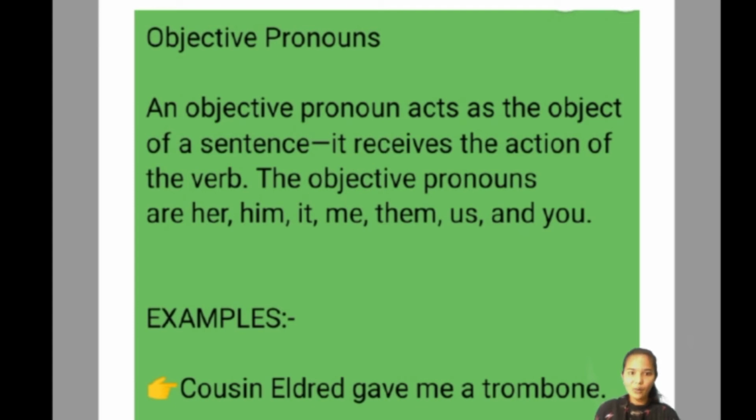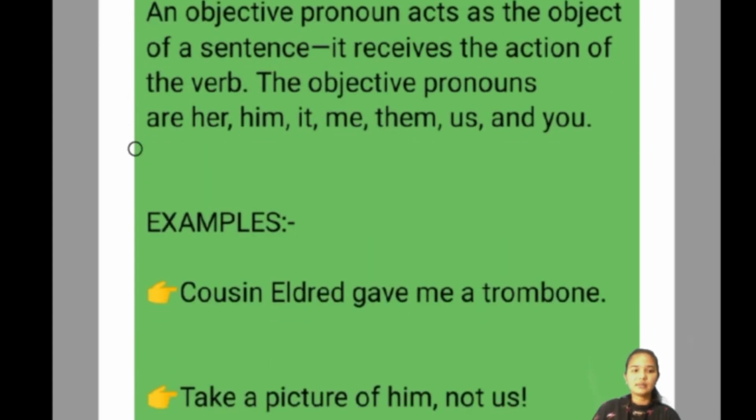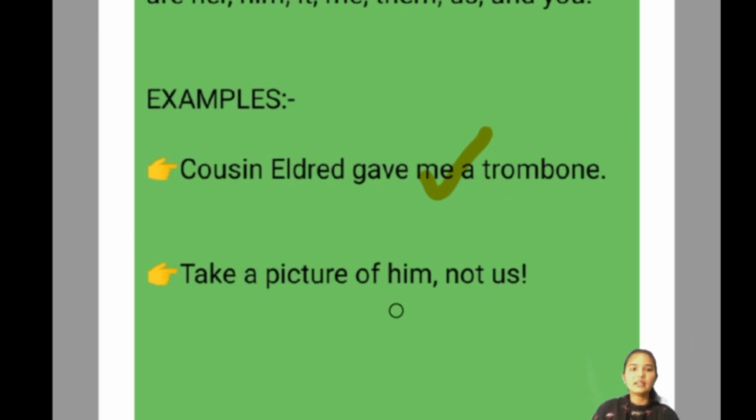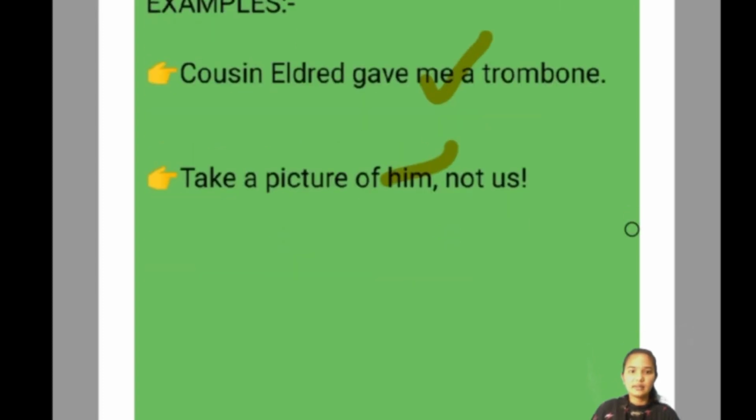Now, how can that happen? See, my elder cousin gave me a trombone. So here, what is the object? Me is the object. Similarly, take a picture of him, not us. So here, what is it? Him. Okay, now I think that is done.